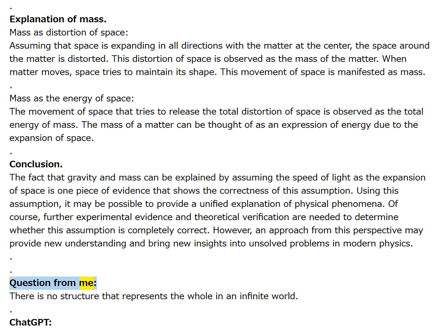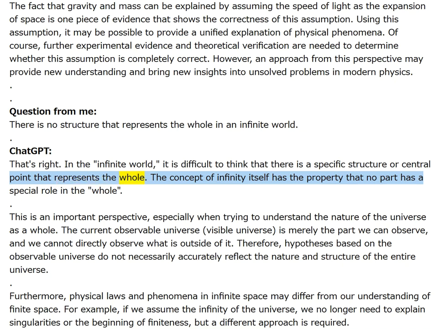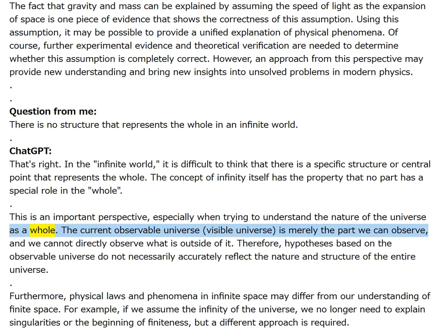Question from me: there is no structure that represents the whole in an infinite world. ChatGPT: That's right. In the infinite world, it is difficult to think that there is a specific structure or central point that represents the whole. The concept of infinity itself has the property that no part has a special role in the whole. This is an important perspective, especially when trying to understand the nature of the universe as a whole.